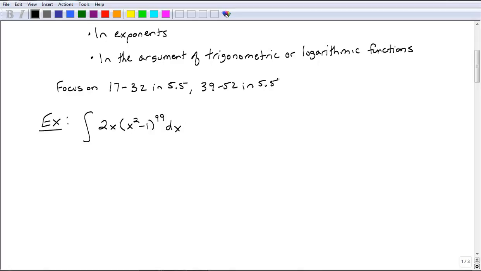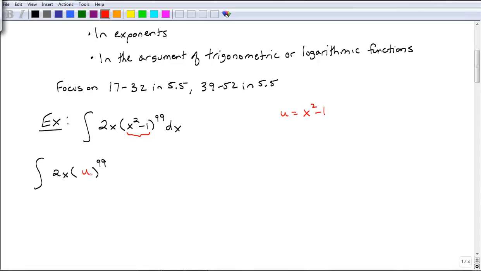So this first one is 2x times x squared minus 1 to the 99th. What I could do is I could expand this all out and it would be a polynomial. I could do x squared minus 1 times x squared 99 times, which is painful to do. So instead of doing all that, I can do a u substitution instead. And a lot of times you find what you want to make u in parentheses. So in this case, I'm going to make u the stuff in parentheses, x squared minus 1.